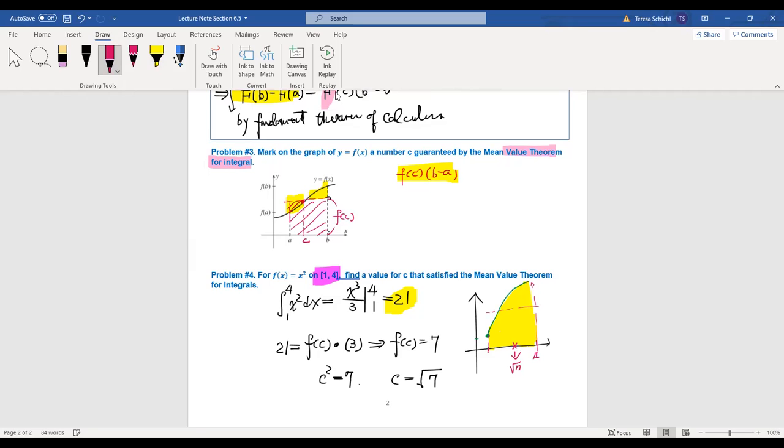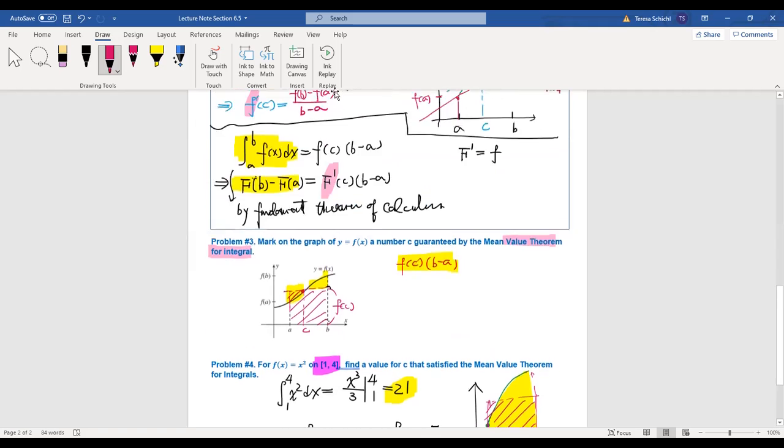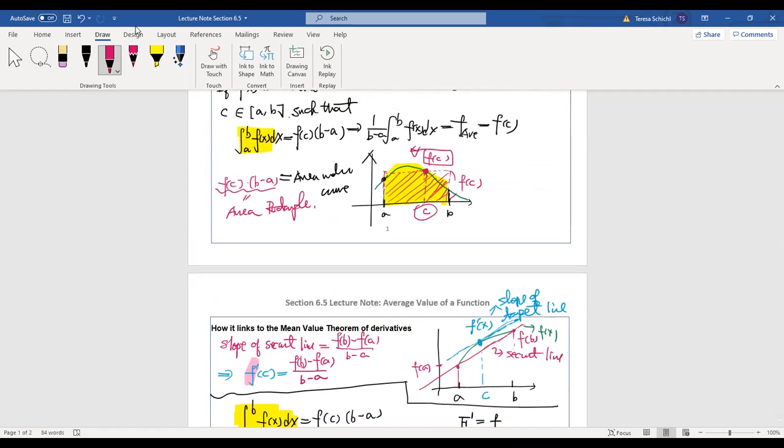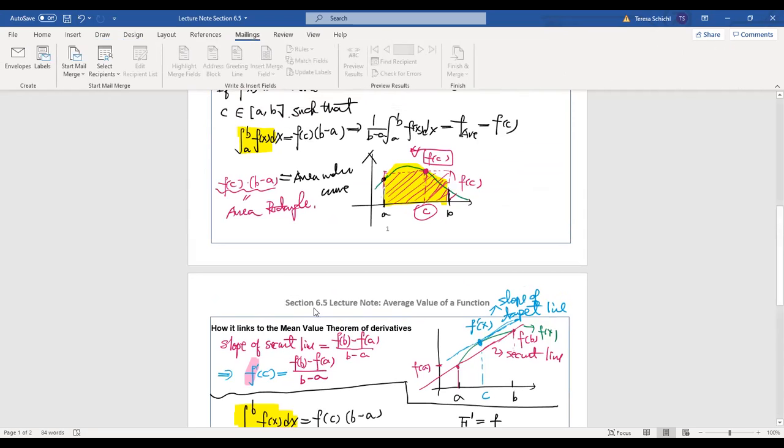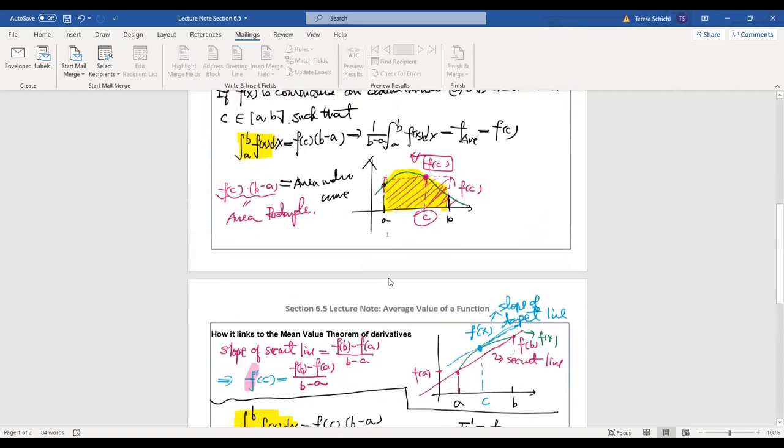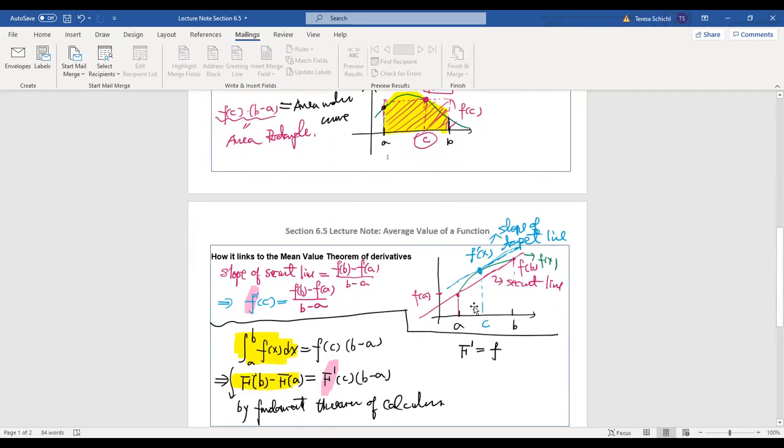Of course, maybe my graph is not too accurate. But that means the area of this purple rectangle will be equal to the yellow integration region here. So this application is quite simple, but it's very interesting. You can see the mean value theorem of the integral and the mean value theorem of the derivative really are the same formula. It's really pretty cool, right? You can see the relation of each other.